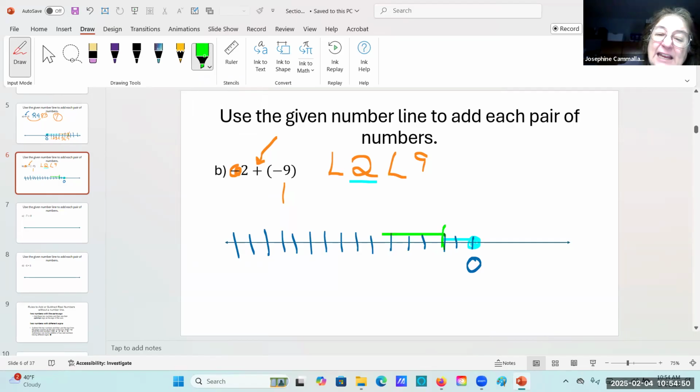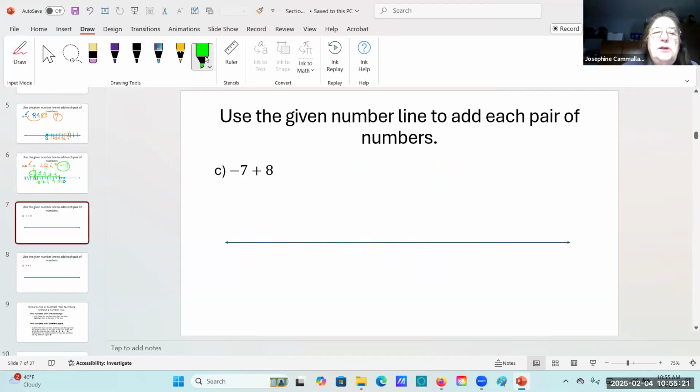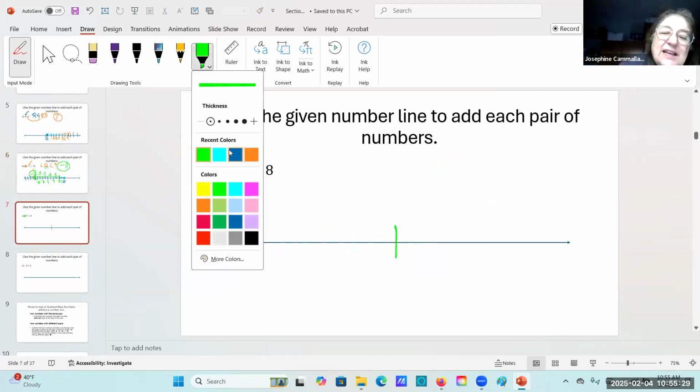-6, -7, -8, -10, -11 is where I stopped. Two negatives mean my answer is negative. I'm going in the same direction. Well, here, okay, I always start at 0.